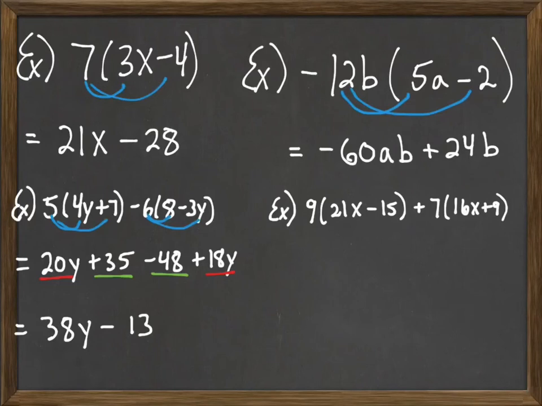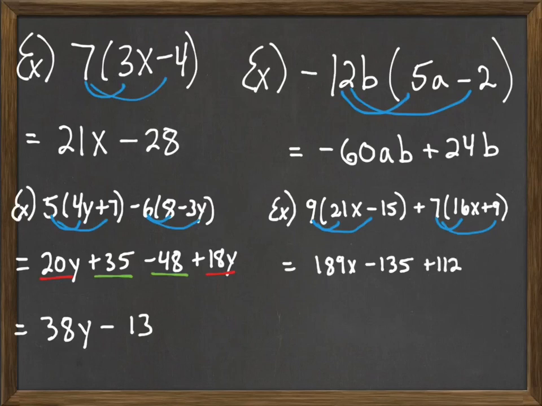Okay, let's consider another example. And you may want to pause the video and try to work this out on your own and then compare with the result that we get. So just like in the last example, here we're going to distribute, taking the 9 times each of its pieces and the 7 times each of its pieces. So we multiply through 9 times 21, and that's where we'll get 189x. 9 times 15 is going to be minus 135 because it's a negative 15.